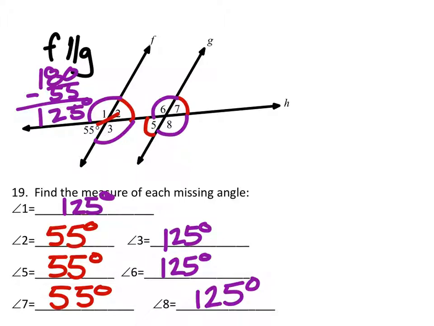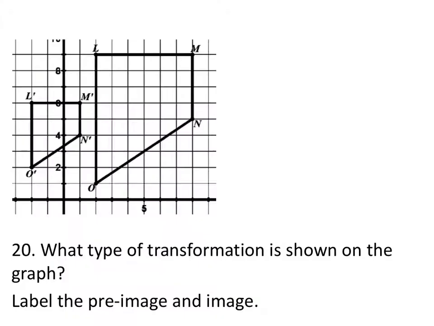So this one may have looked a little difficult to start with, but once we find both angles, the two different angles, we see that they're all just the same. As long as we remember the angle relationships on these, then we can fill this in pretty quickly.